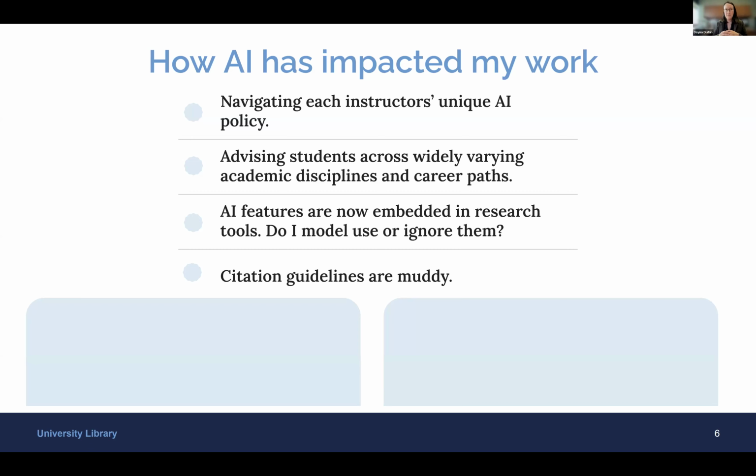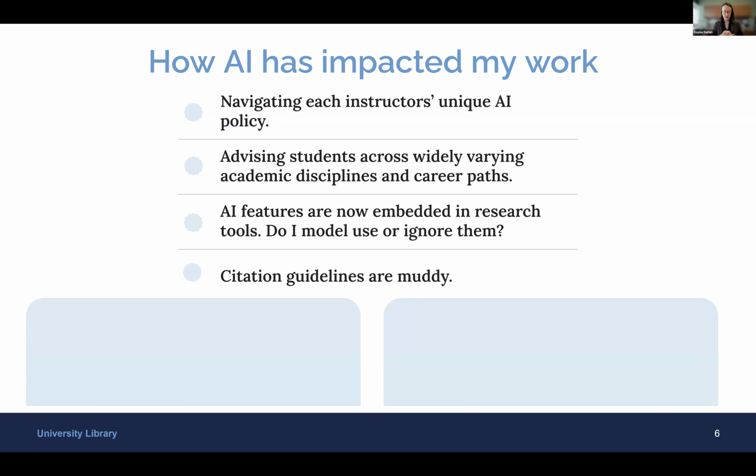And so sometimes I wrestle with that in the moment. Do I show the features and model them? Do I acknowledge that they're there, but then just move on? Do I explain why I'm not using them? It again just adds some extra work to each instruction session. I don't know of any consensus there in the field among library instructors. I certainly don't have an answer, but in the moment I land on different responses depending on what the instructor has as an AI policy, what the students are interested in learning about, and I make that judgment call.